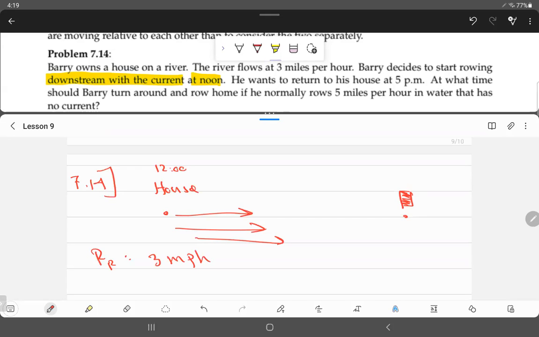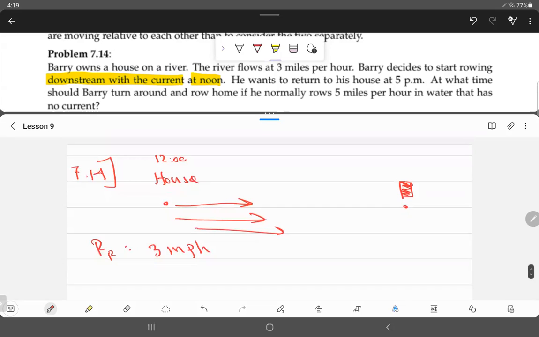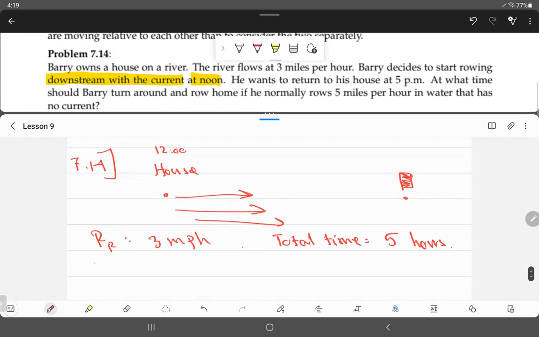He wants to return to his house at 5. So the total time is 5 hours. You want to go somewhere and get back in 5 hours, okay? At what time should Barry turn around and row home if he normally rows 5 miles per hour? So the rate of Barry is 5 miles per hour in water that has no current.